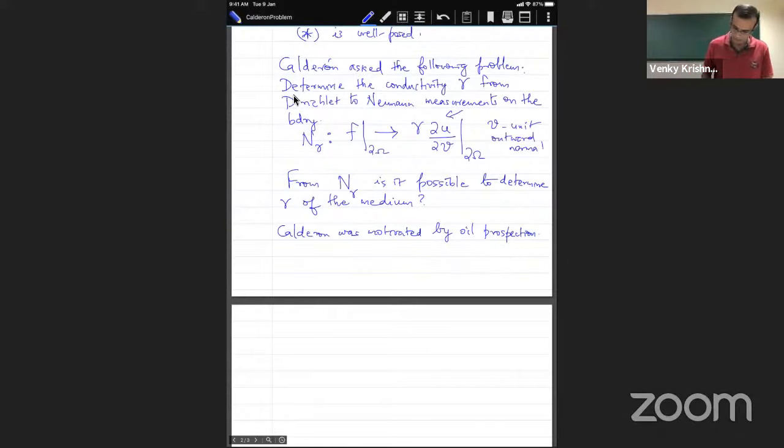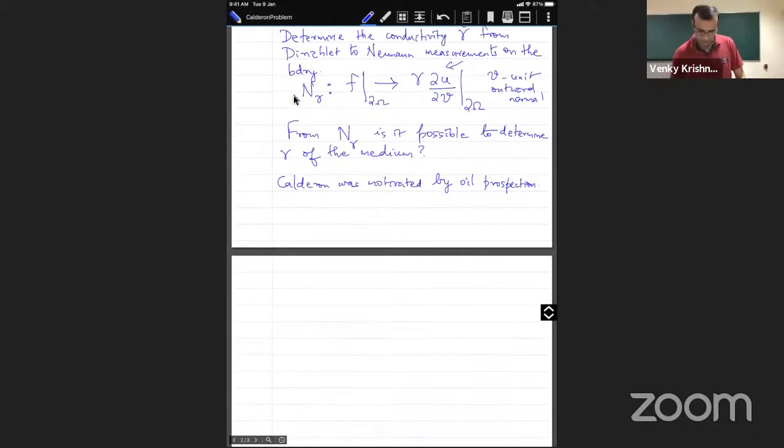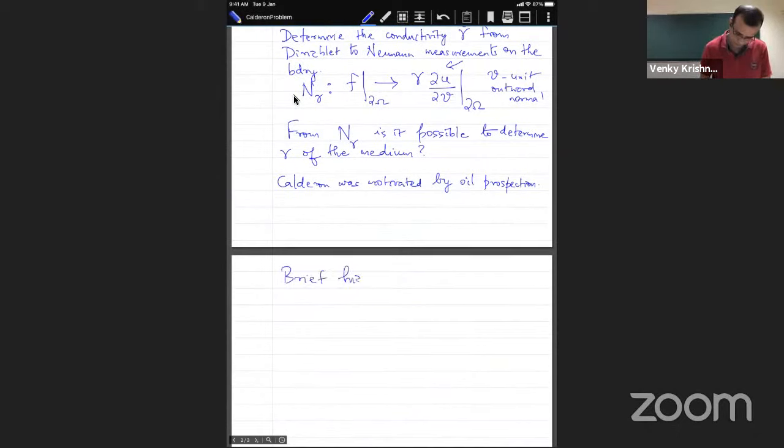Okay, so I'm not going to talk about all these things. What I'm actually going to talk about is the original approach that Calderon had, and how this problem was actually solved in 3 dimensions and higher. I'll also give a brief history of the problem and some open questions as well. Okay, so some brief history. So Calderon, I will just put C here.